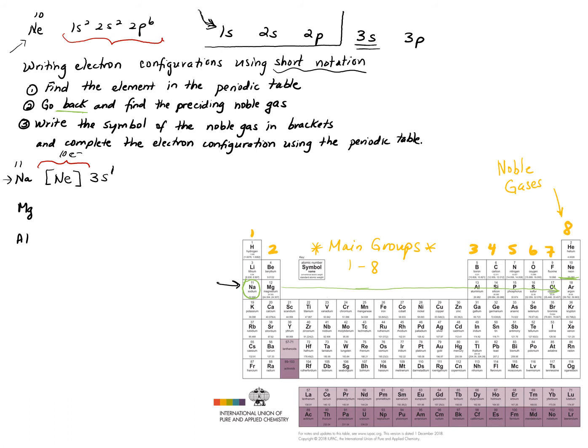First, finding the element in the periodic table. Magnesium is right next to sodium. The noble gas right before magnesium will be neon. So in brackets, I'm going to write down neon. That's 10 electrons. For magnesium, we need 12 electrons. So right after 2p6, what we have is 3s. And then it's 12 electrons, so we're going from 10 right here and 2, that will give you 12 electrons.